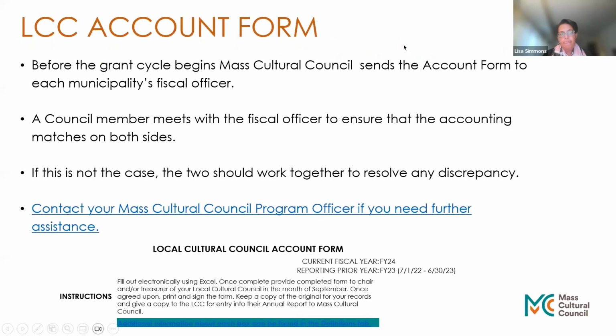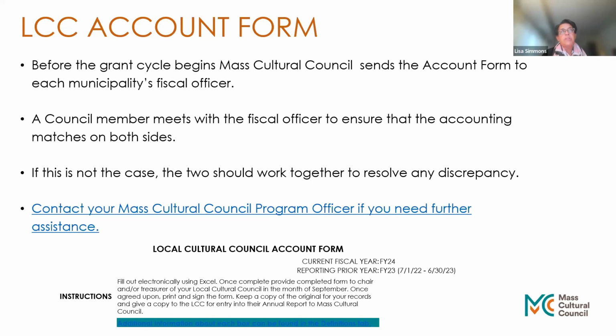There's a lot of really important information in there that you should take a look at as you're going through your grant cycle. So the LCC account form: before the grant cycle begins, we have sent the LCC account form to your town accountant or your municipal fiscal officer. If your municipal fiscal officer has not had the opportunity to go over this with you or has not received the account form, please let us know. You can let either myself know or your program officer. And this PowerPoint presentation will be sent to you, so you'll have all the links that you need.